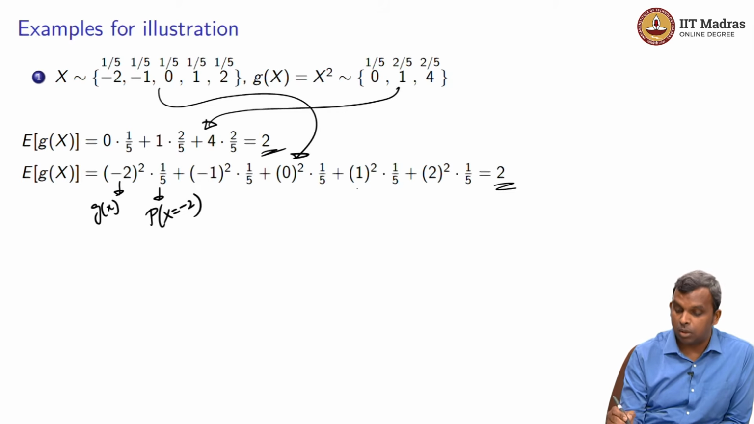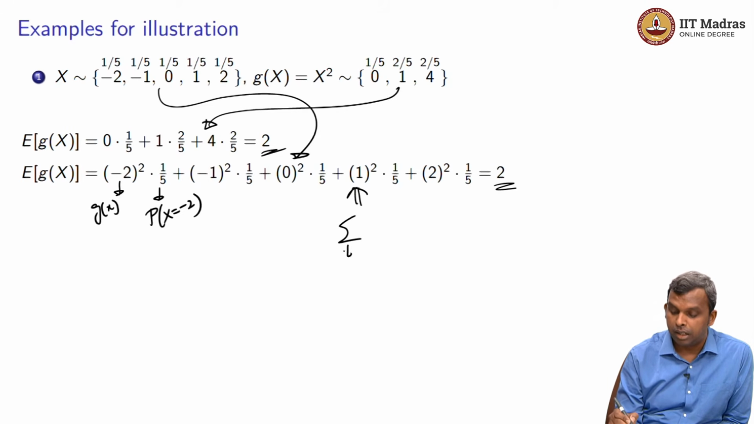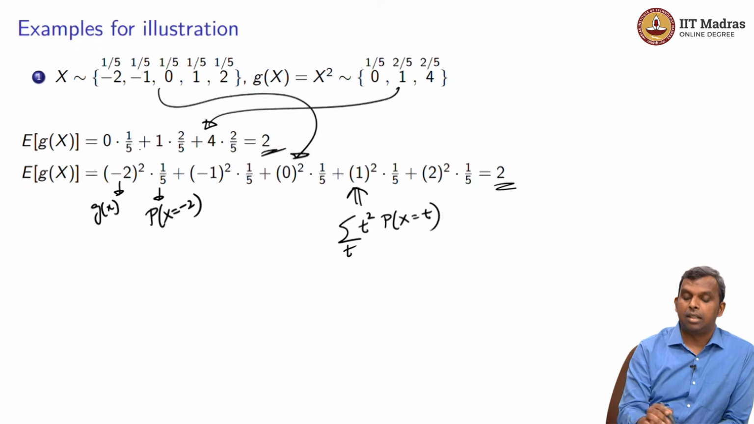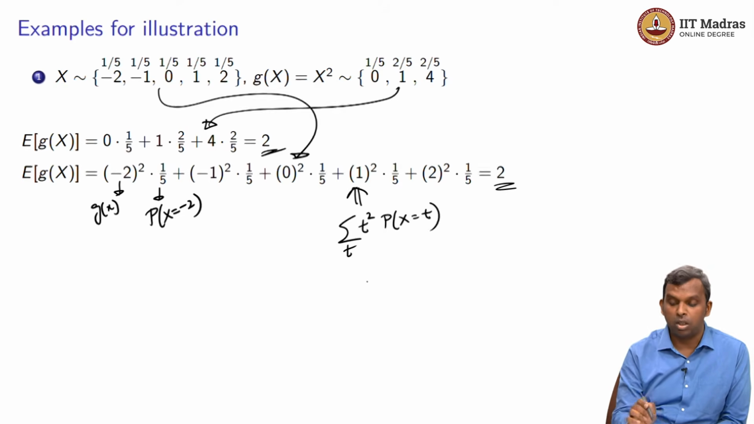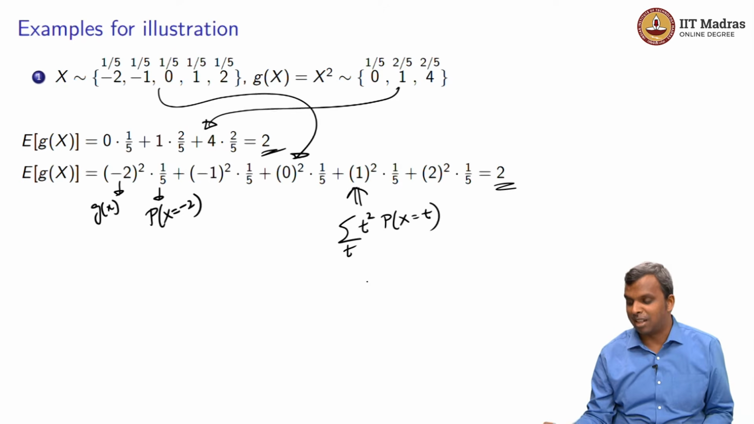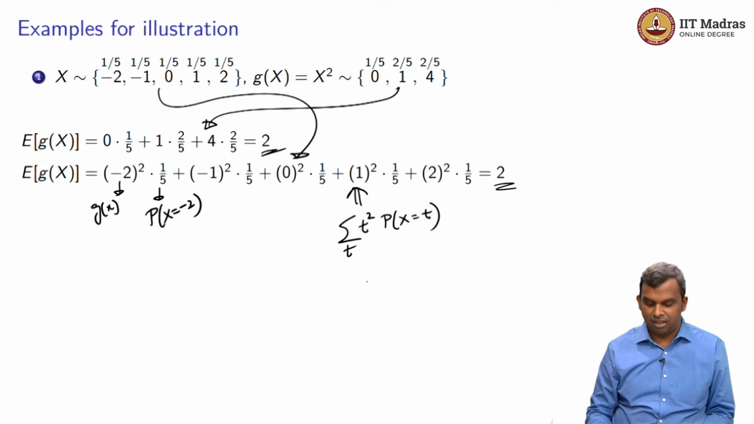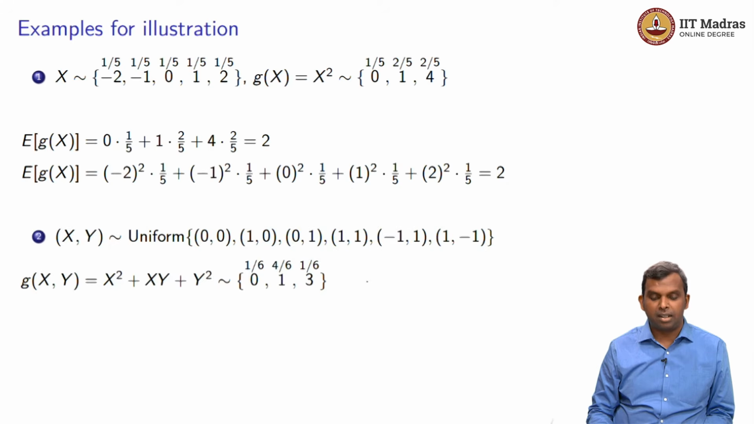So this thing is what? What is this formula again? Summation over t squared times the probability that x equals t. Okay, so I have done this here, and this is after finding the distribution of g of x. Hopefully you see how both of them give you the same answer. Like I said, I'm going to simply illustrate this result, instead of proving it rigorously.